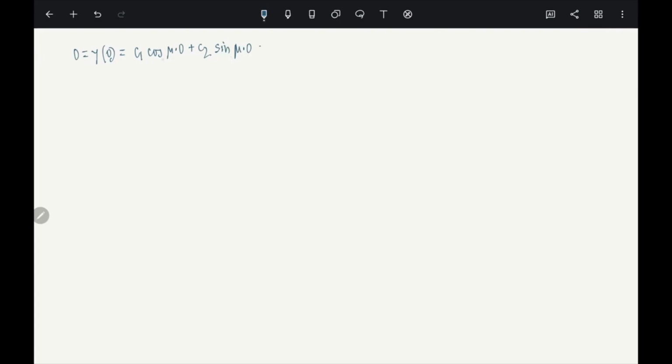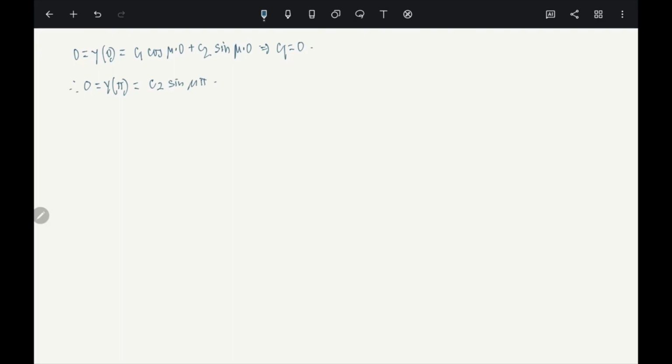So c1 times cosine 0 is 1. So that will imply c1 is going to be 0. Is it okay? So therefore, now the second condition is y(0) equals y at the point pi, which equals c2 times sine mu pi. That's what you have, right?